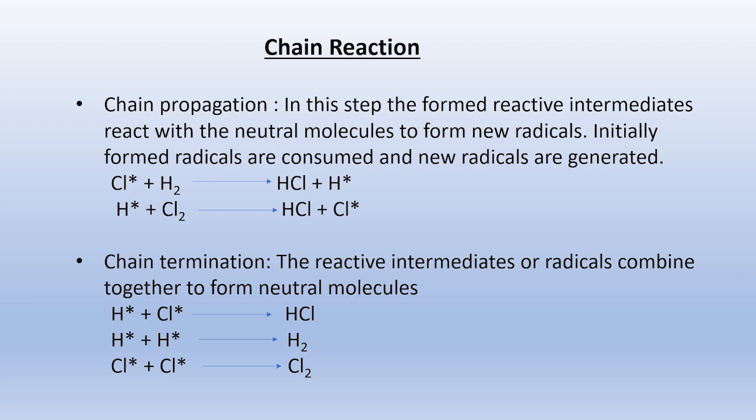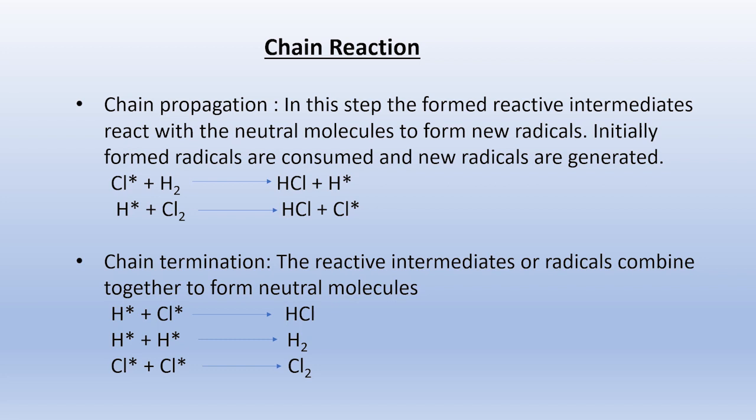And the last step is called chain termination. Chain termination means the quenching of the reactive intermediates. That means the free radicals combine with each other to form neutral molecules. Two hydrogen radicals can combine to give H2, two Cl radicals can combine to give Cl2, or one H radical and one Cl radical can combine to give HCl. For these free radical chain reactions, once initiated, we do not have any control over the chain reaction. So that is the mechanism of a chain reaction.